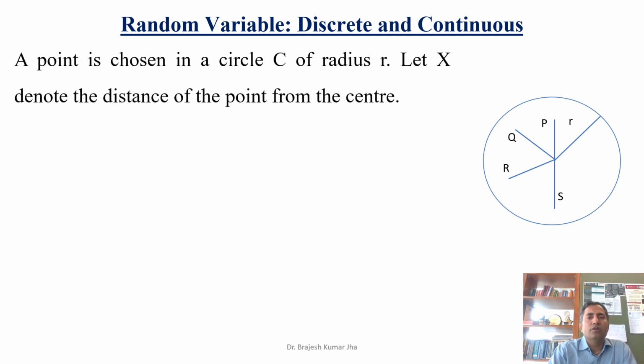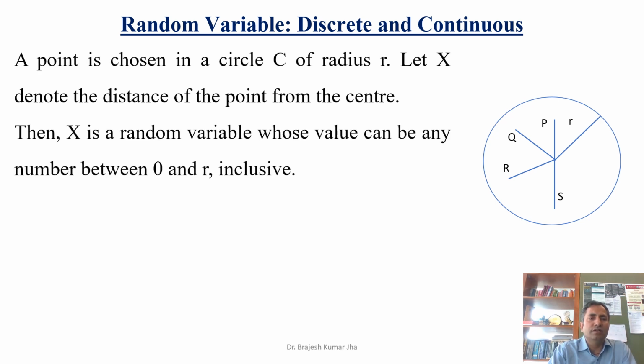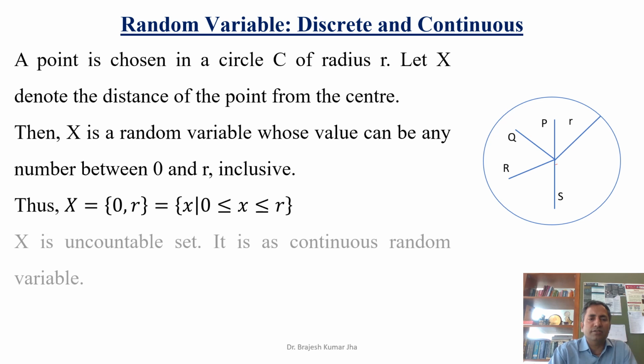Now, what we can analyze here: a point is chosen in a circle C of radius r. Let x denote the distance of the point from the center. It is the same thing that we have described here.